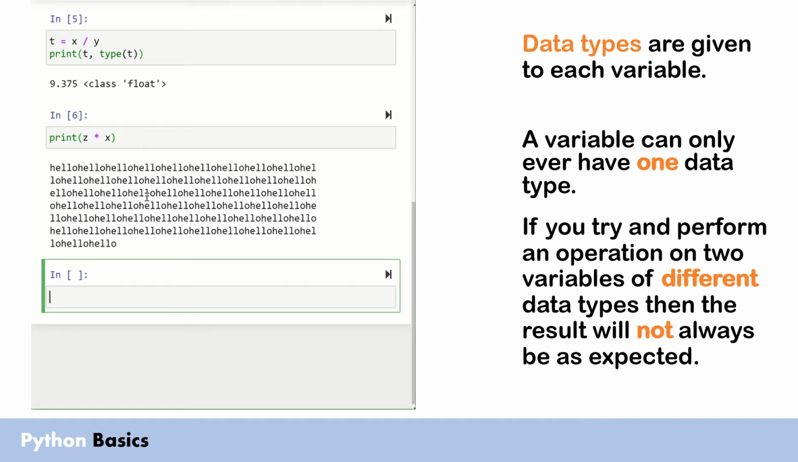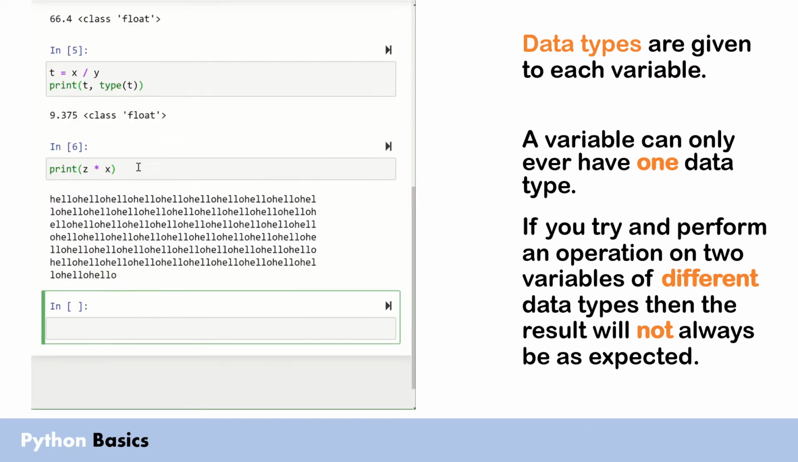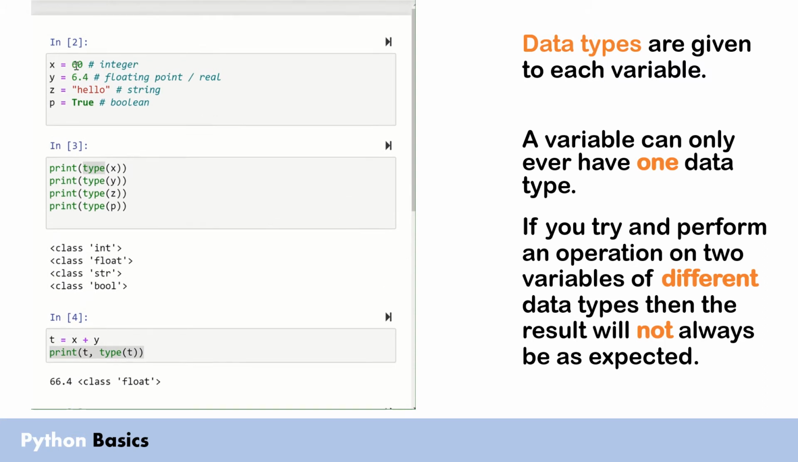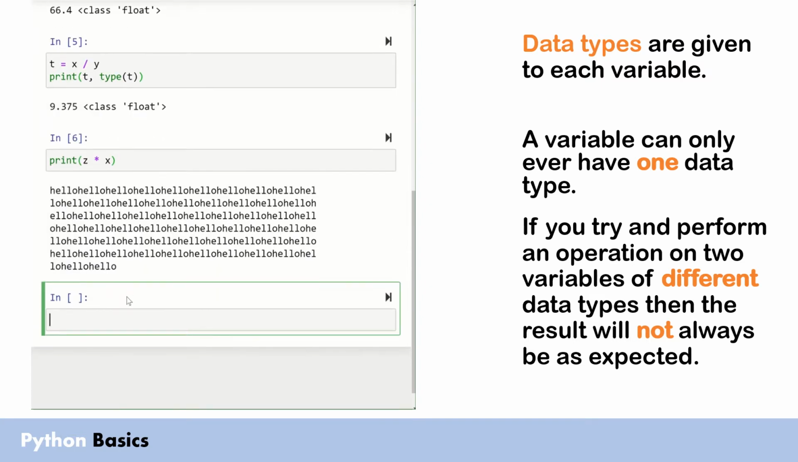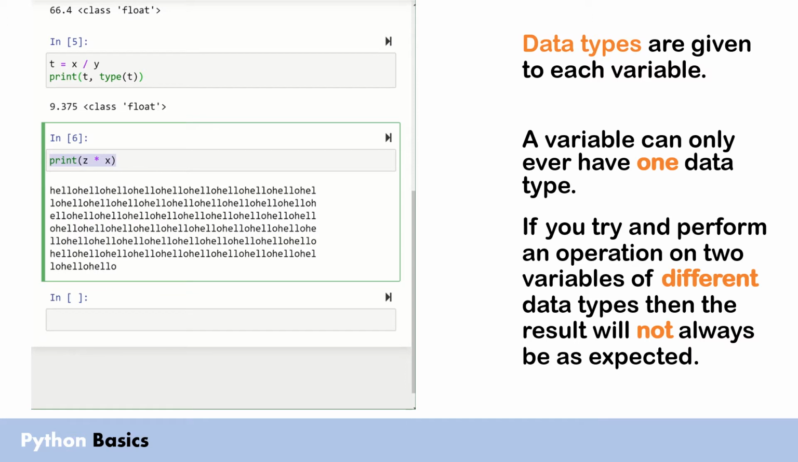Now, I don't know what you expected there. What's happened is it's basically printed out hello 60 times. So it's taken the string hello and multiplied it by 60 by simply repeating the string over and over again. What happens if we divide it then?